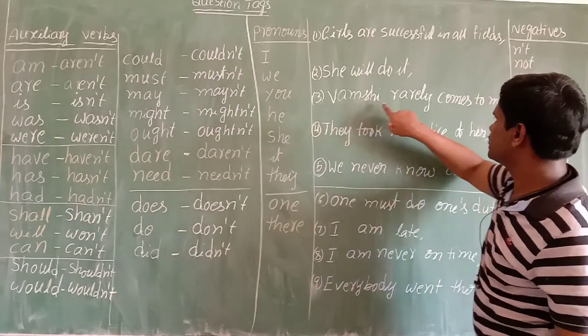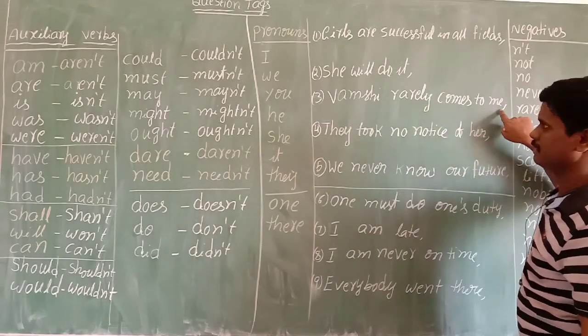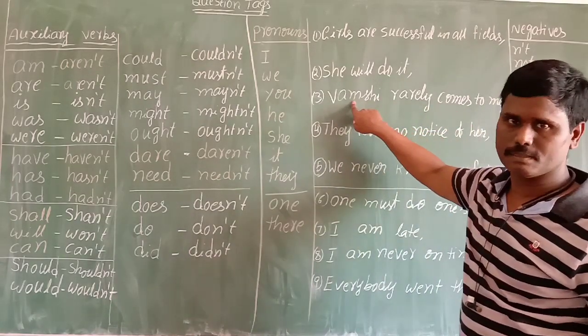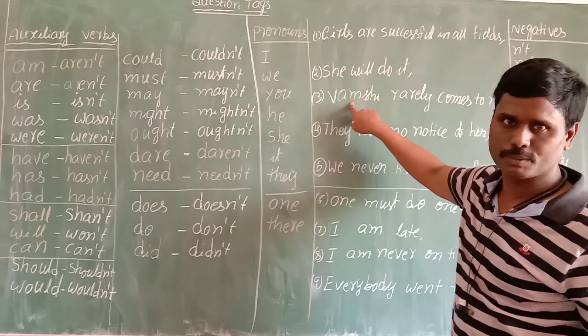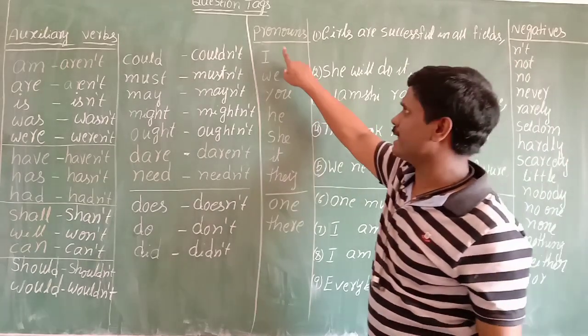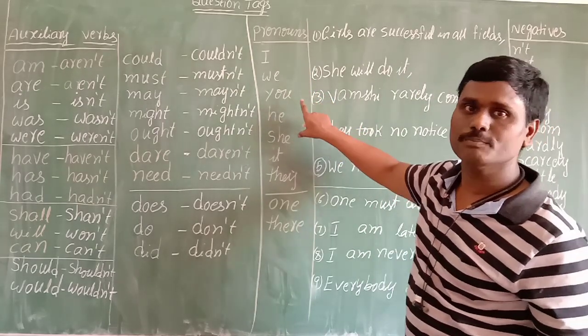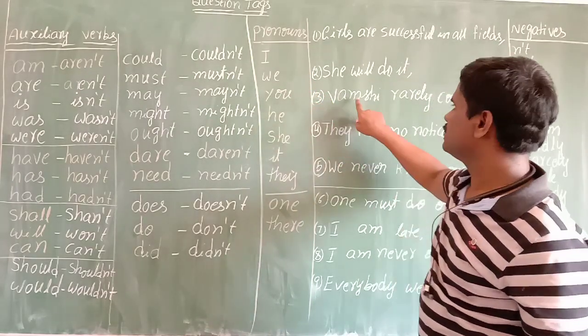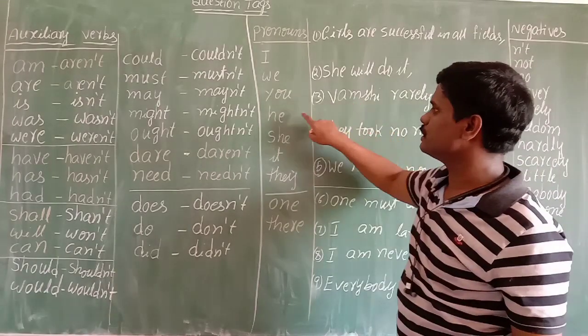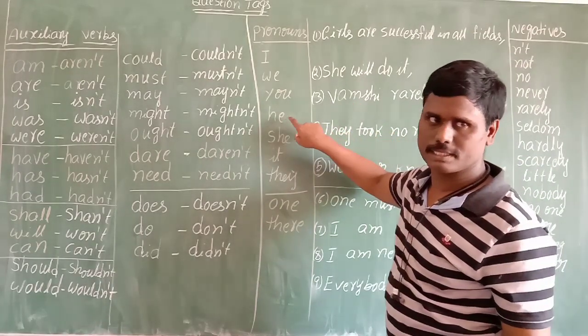You see, Vamshi rarely comes to me. Vamshi here is the subject. It is a noun, not a pronoun. But in a question tag, we have to write only pronouns. Only pronouns we write. So this noun we have to change into he. Do you understand this now?